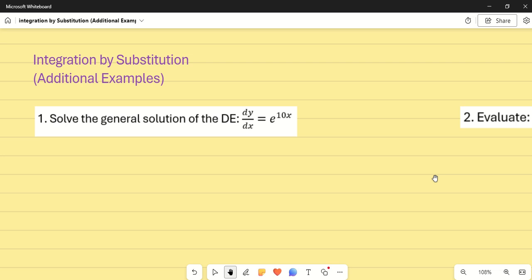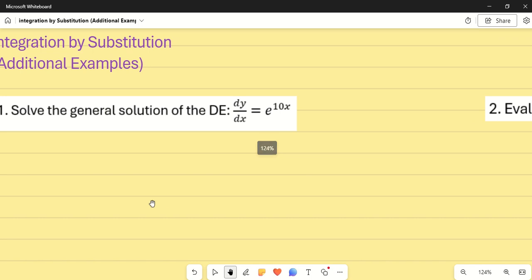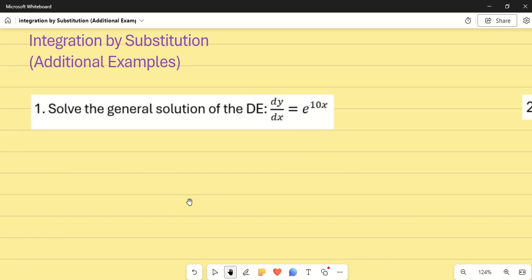So today we're going to look into additional examples in finding the integral of functions using integration by substitution. So let's try to look at the first problem. Here you will be asked to solve the general solution of the differential equation dy over dx is equal to e raised to 10x.